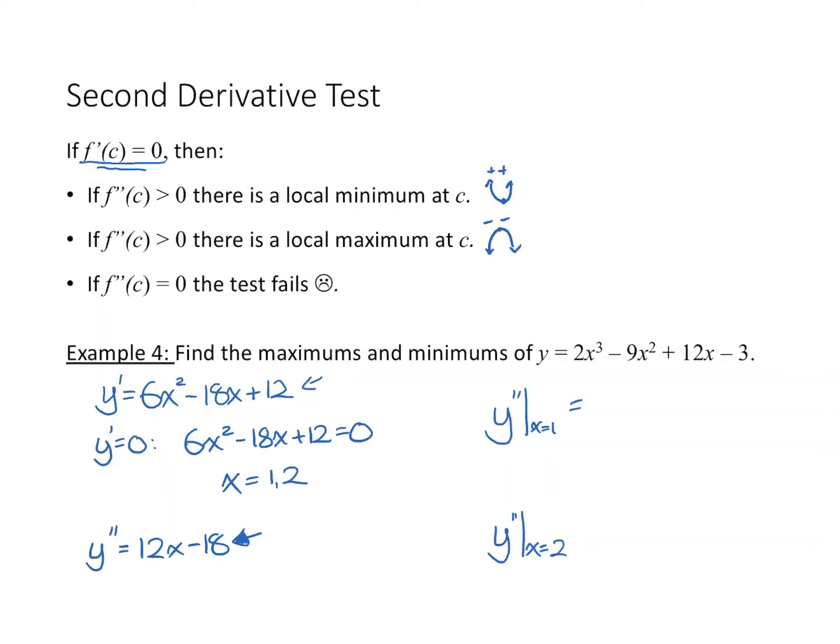When you calculate that out, you should get -6 for x equals 1, and you should get 6 for x equals 2. The important part here is the sign. This is a number that is less than 0. Right, so we have a concave down, and that means we're going to have, by the second derivative test, a maximum. This is a number that is greater than 0. Positive means concave up, and by the second derivative test, that means we have a minimum at that point.